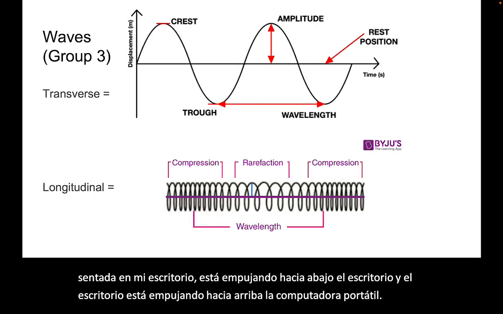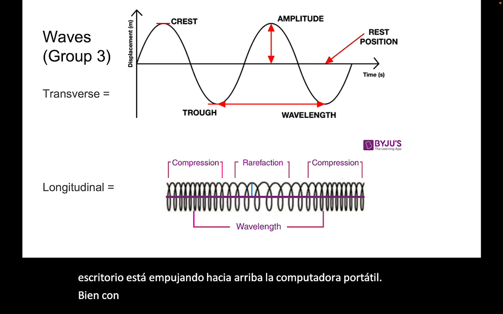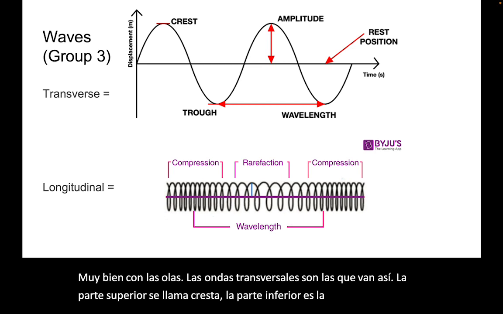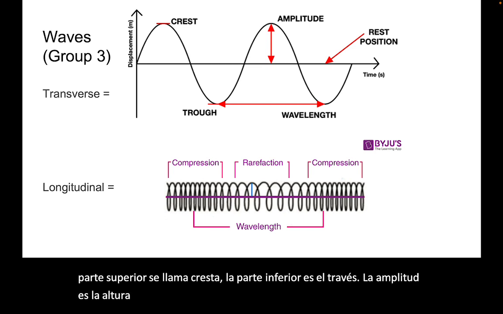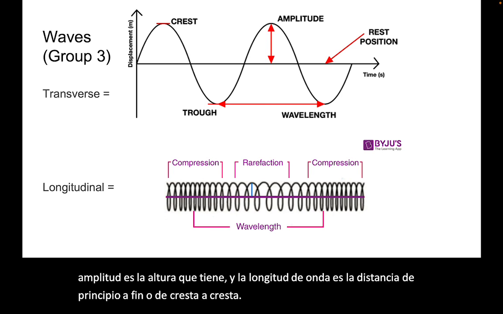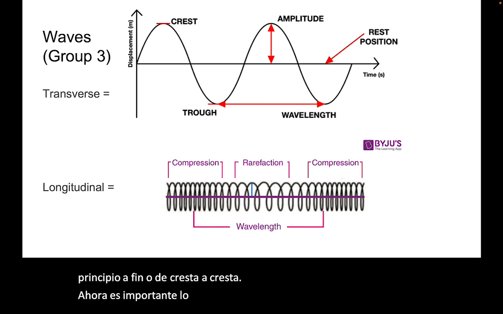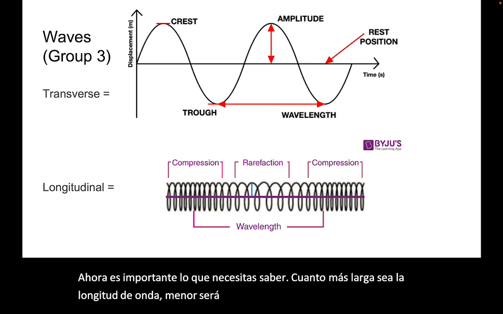All right, with waves. Transverse waves are the ones that go like this. The top is called the crest, the bottom is the trough, amplitude is how tall it is, and wavelength is the distance from trough to trough or crest to crest. Now, it's important what you need to know. The longer your wavelength, the lower your frequency is going to be. And the lower your frequency, the less energy the wave actually has.